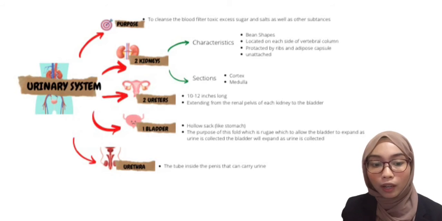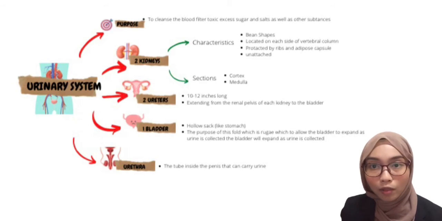Okay, now let's look at the basic urinary system structure, which are 2 kidneys, 2 ureters, 1 bladder, 1 urethra. The 2 kidneys are bean-shaped in appearance. They are located on either side of the vertebral column behind the upper part of the abdominal cavity. Kidneys are protected by the ribs and a heavy cushion of fat called the adipose capsule, literally suspended in the human body, meaning unattached to any major organ.